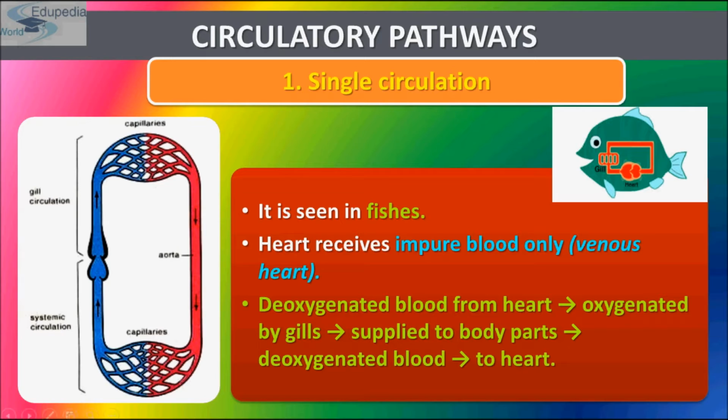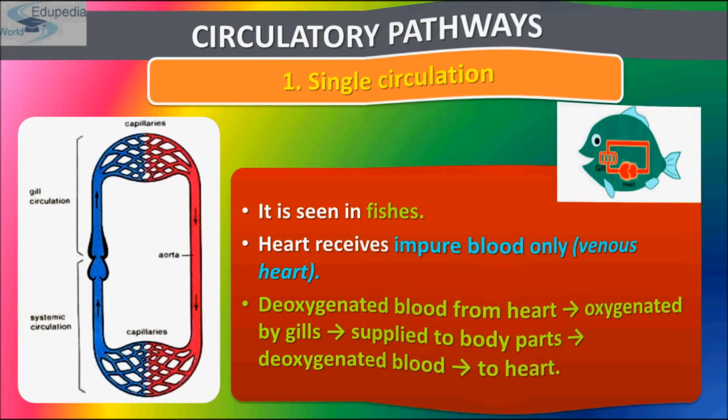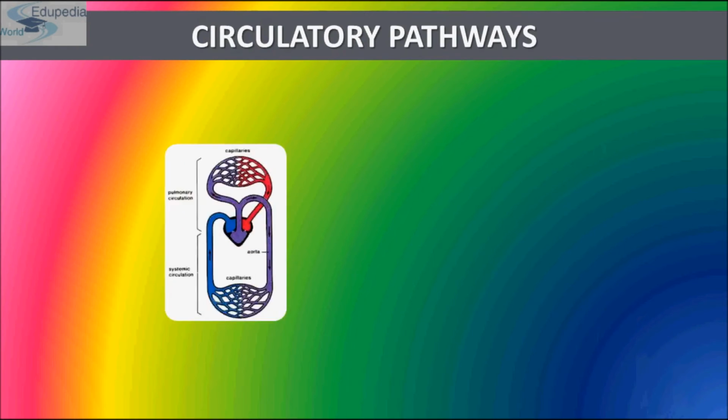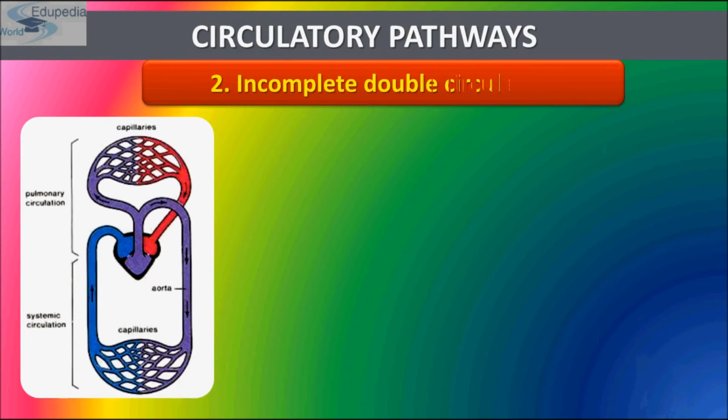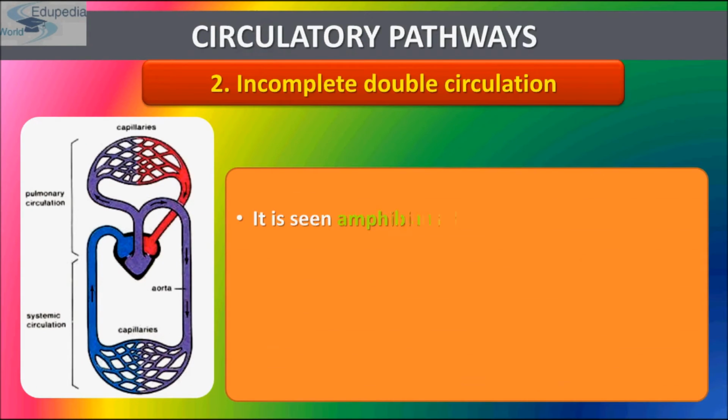This is the pathway I have written: deoxygenated blood goes from the heart to the gills, where it is oxygenated, and thus it is supplied to the rest of the body parts, and deoxygenated blood is then pumped back to the heart. So this is the distinguishing feature of fishes. And then comes incomplete double circulation.